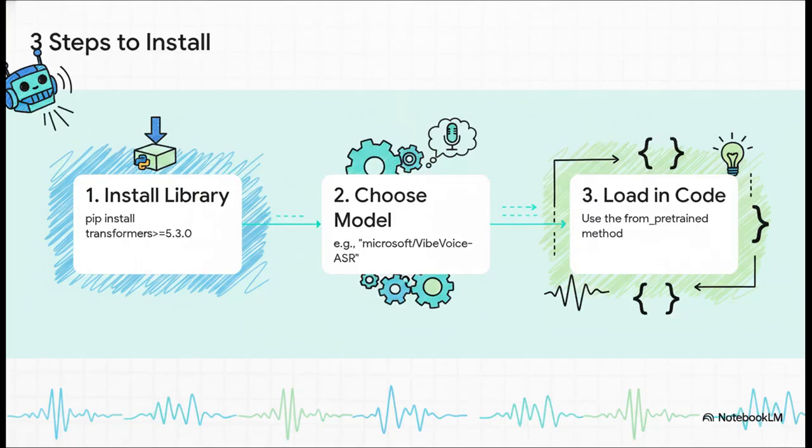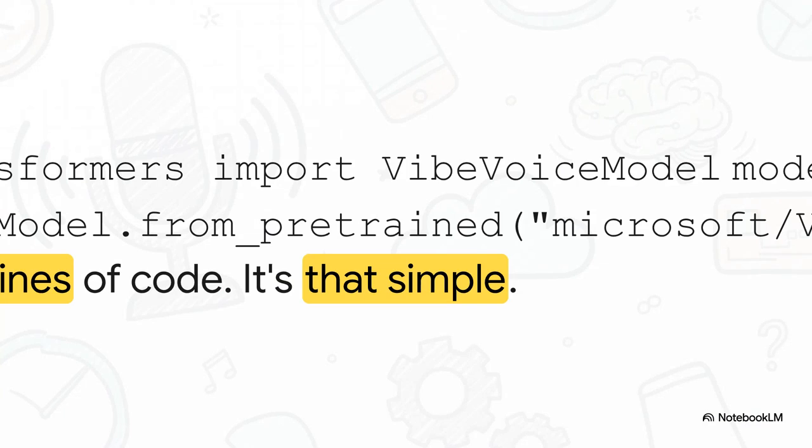And here's the best part for us developers. Getting this working is dead simple. VibeVoice is already part of the Hugging Face Transformers library as of version 5.3.0. So it's just 3 steps. 1. Pip install transformers. 2. Pick your model, like Microsoft/VibeVoice-ASR. And 3. Load it up with the from pre-trained method you already know and love. That's it. In fact, here's the code. It is literally 2 lines of Python. Import VibeVoice model, then load the model.